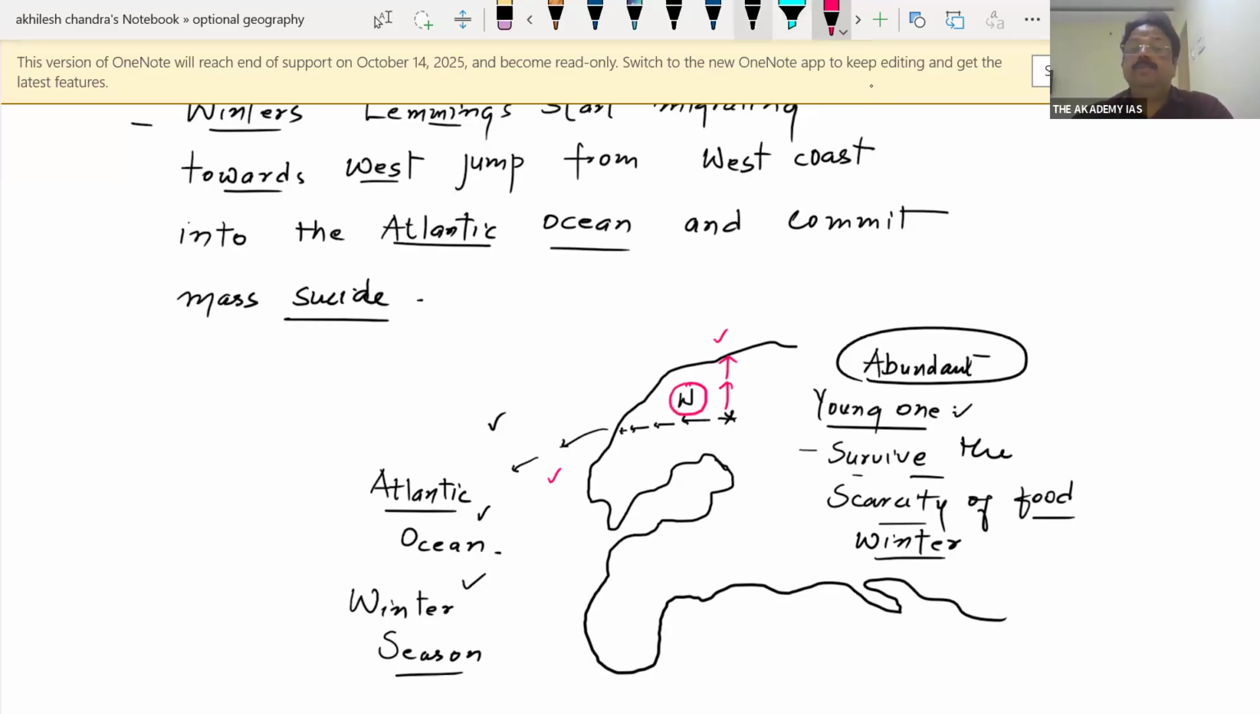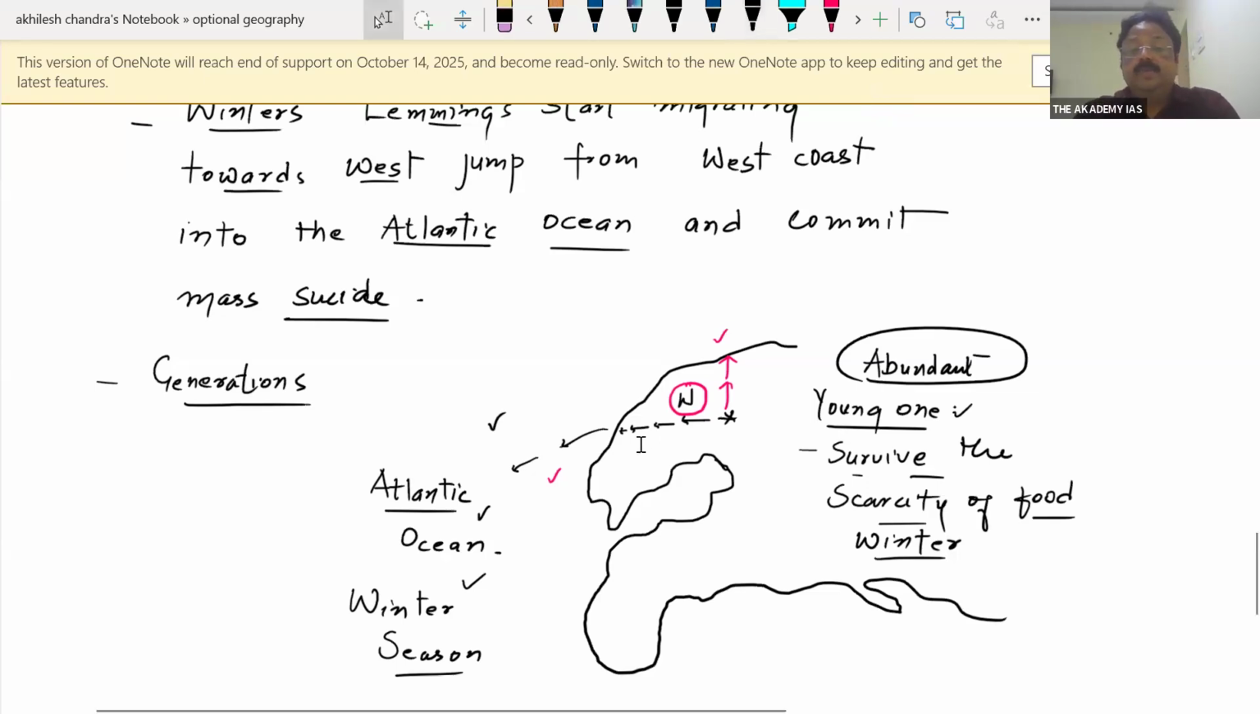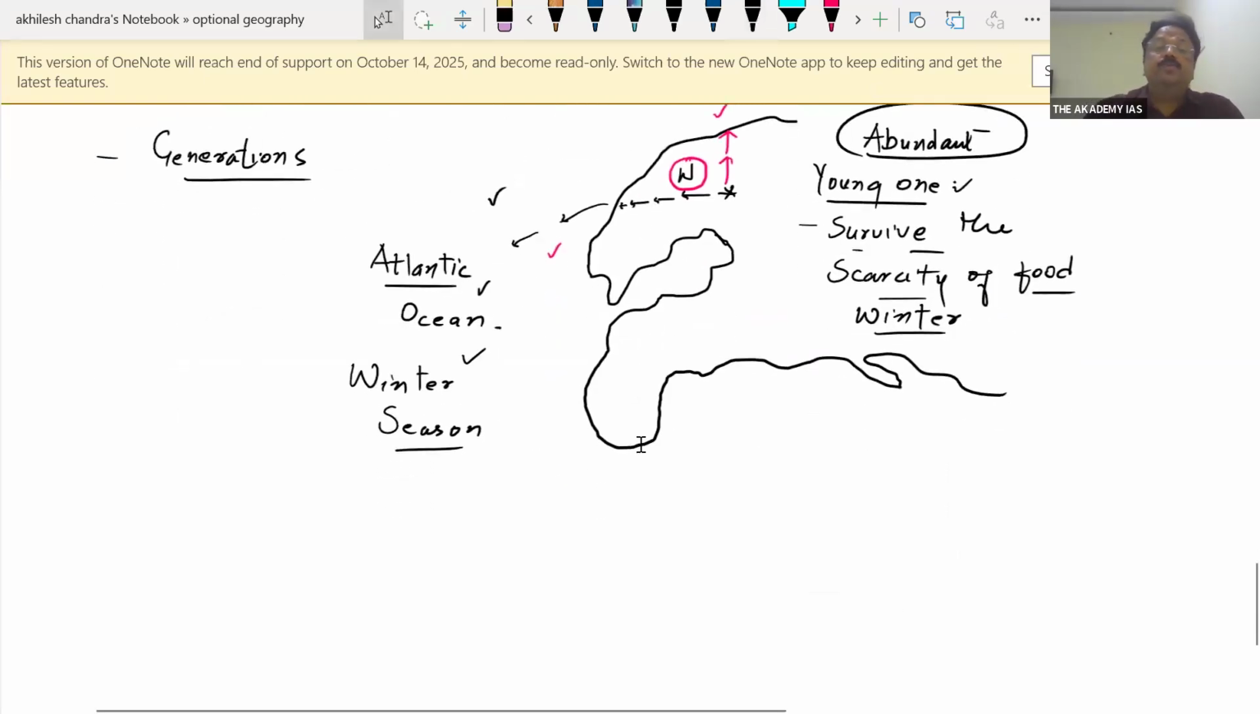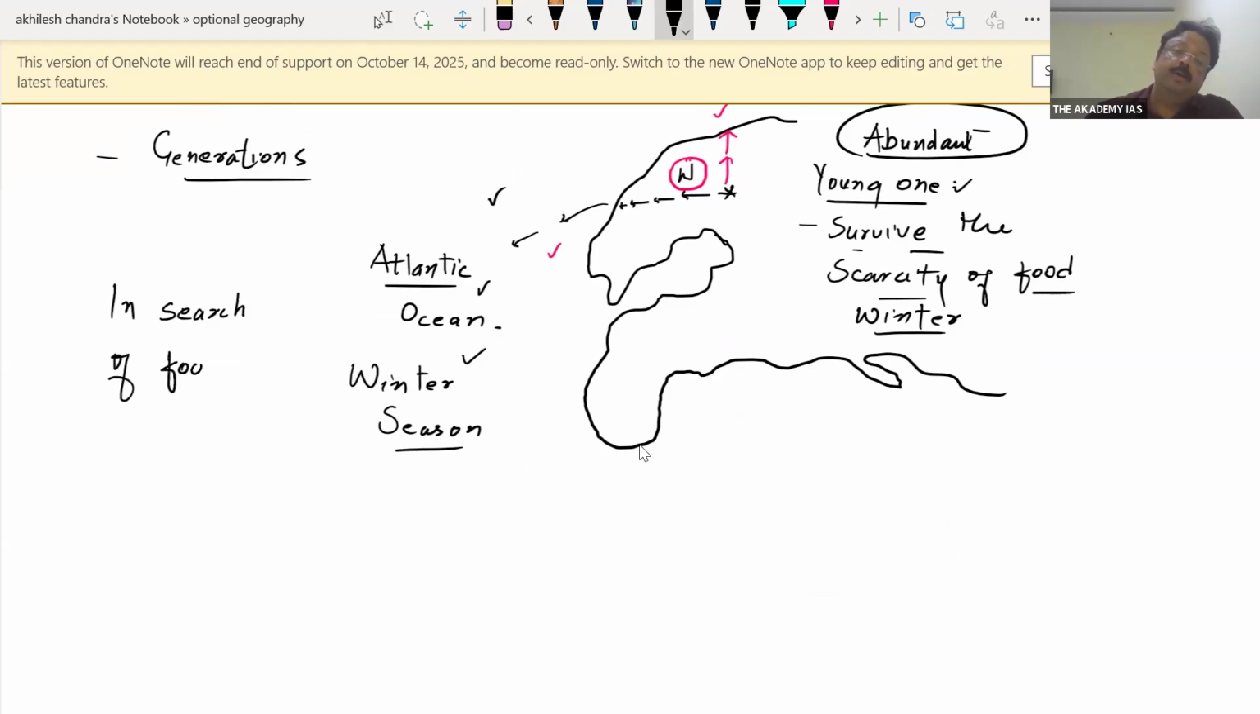So animal behavior develops through millions of generations. It's a behavior which is developed through generations. So it was concluded that lemmings were fond of migrating towards west in search of food and space.